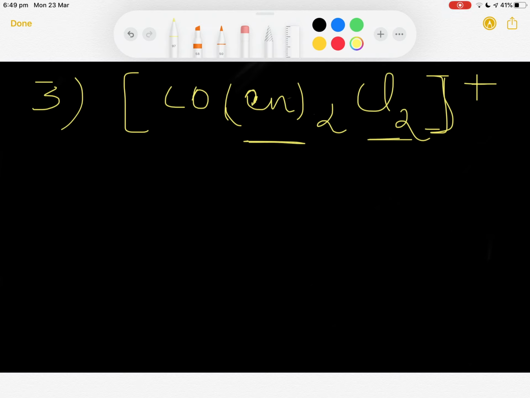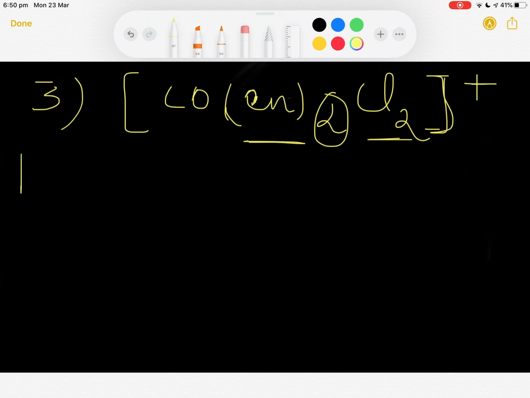That's ethane-1,2-diamine, and the other one is to be called chlorido. As already mentioned before, for ethane-1,2-diamine, we can't use the prefix di. We have to use the prefix bis in this case, since there are 2 molecules. So I'm going to get started with it.